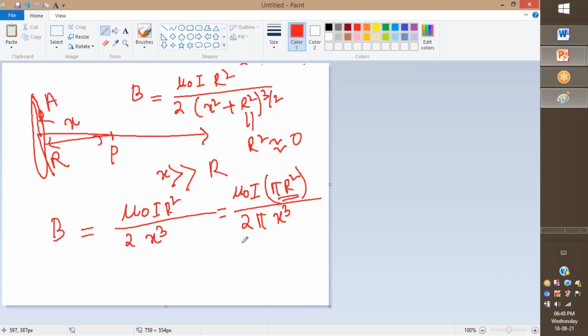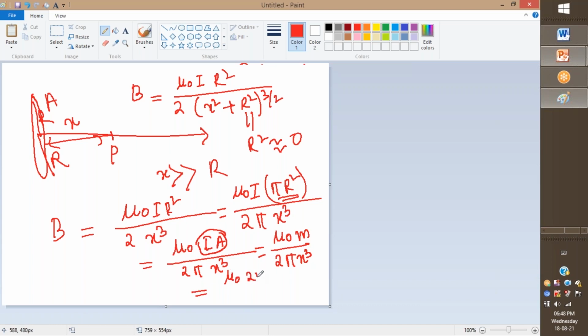So I can write that as mu naught I into a divided by 2 pi x cube. So just a few minutes back we have learned what this is called: magnetic dipole moment. So I can write this as mu naught m by 2 pi x cube, or if I multiply one more 2 up and down, I get mu naught by 4 pi into 2m by x cube.